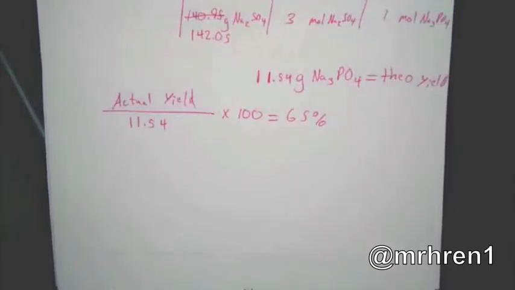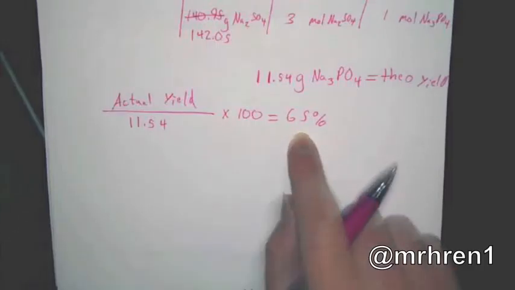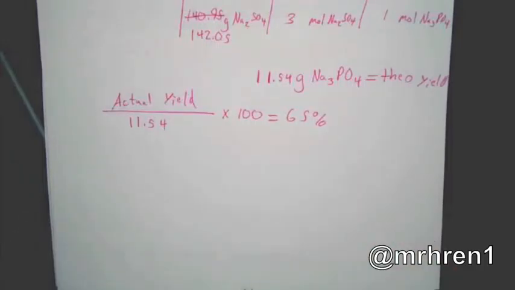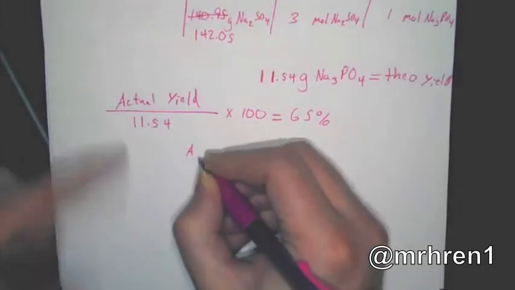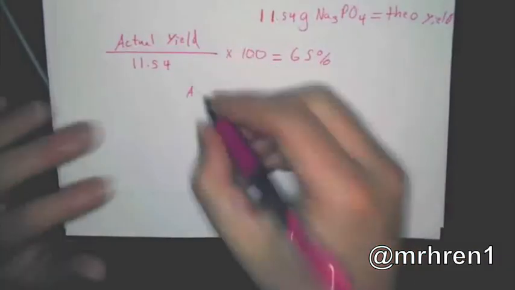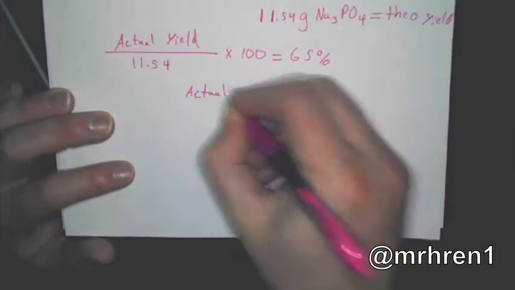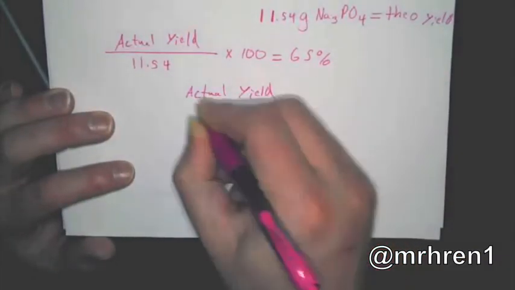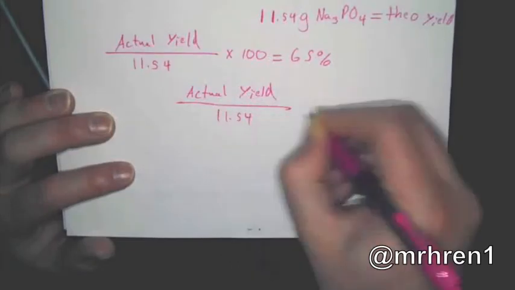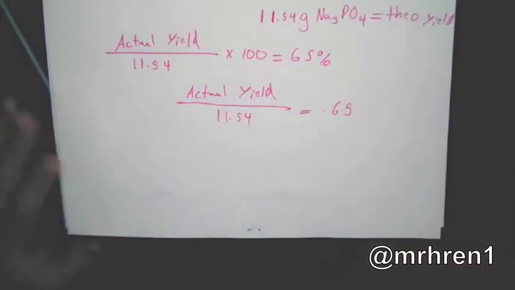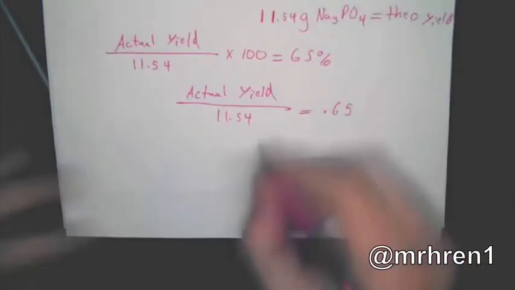A simple suggestion that I would have for you is to not write it like this, actually. You know that 65% is what in decimal form? 0.65. So what I would do is actually rewrite it. I would have rewritten as actual yield over 11.54 is simply equal to 0.65. All I did was convert that from percentage to decimal. Now it's a pretty darn easy problem to solve, isn't it?